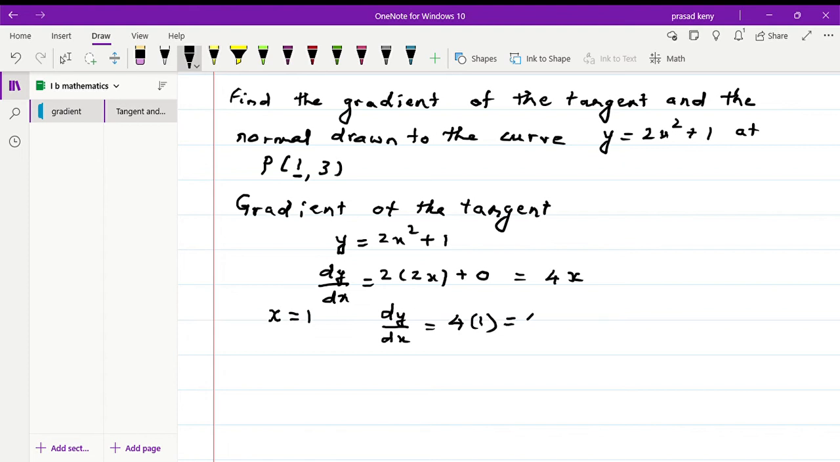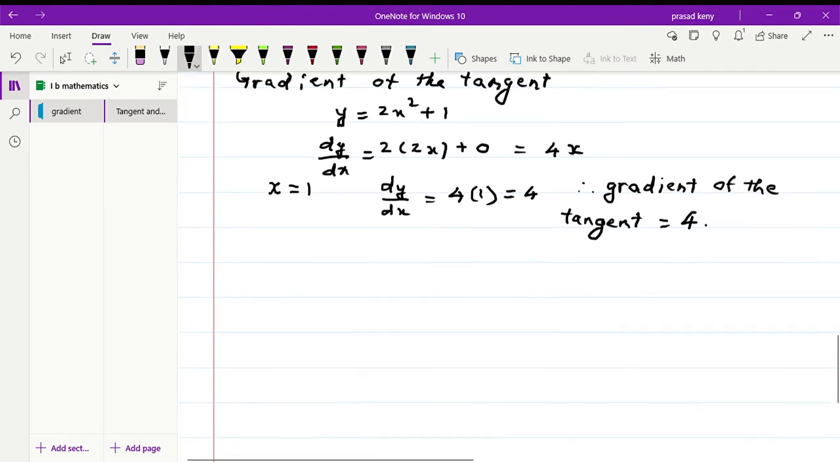And what does this give you? This gives you the gradient of the tangent. And therefore the gradient of the tangent is 4. The gradient of the tangent drawn to the curve y is equal to 2x square plus 1 at the point 1, 3 will be 4.